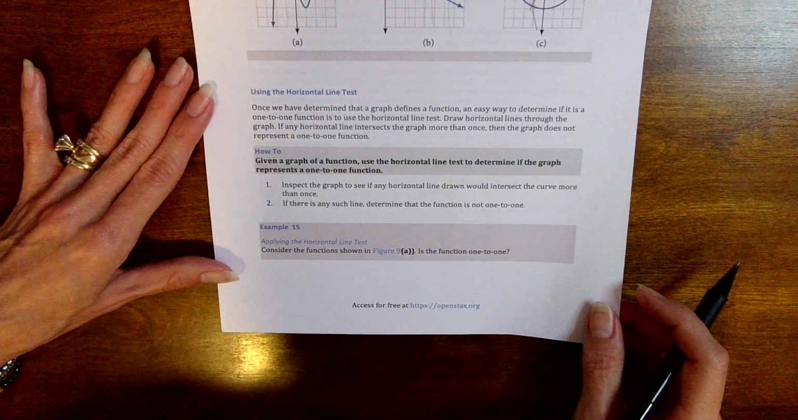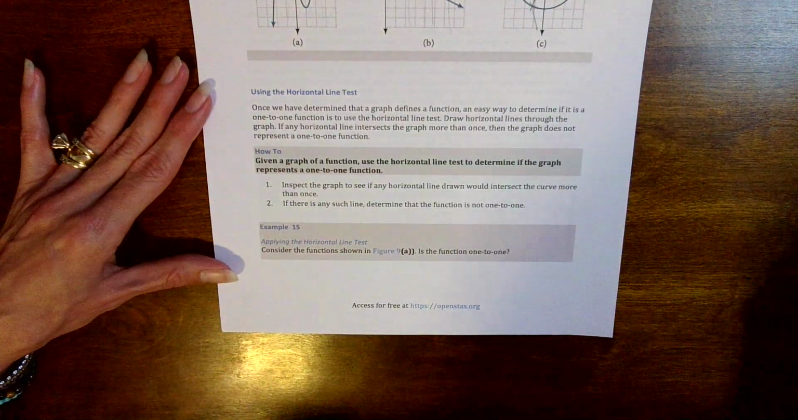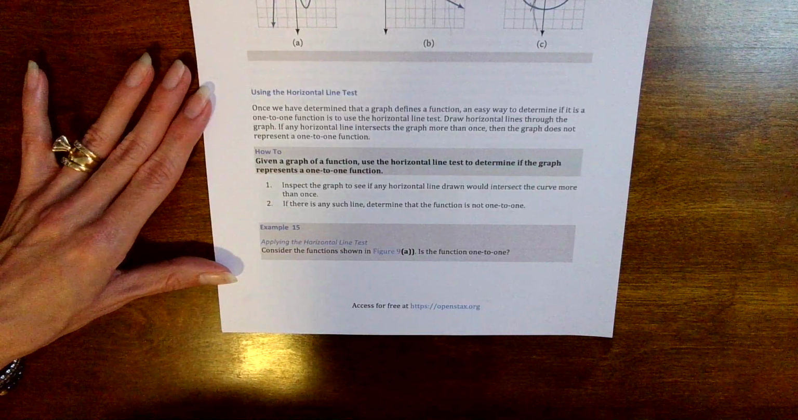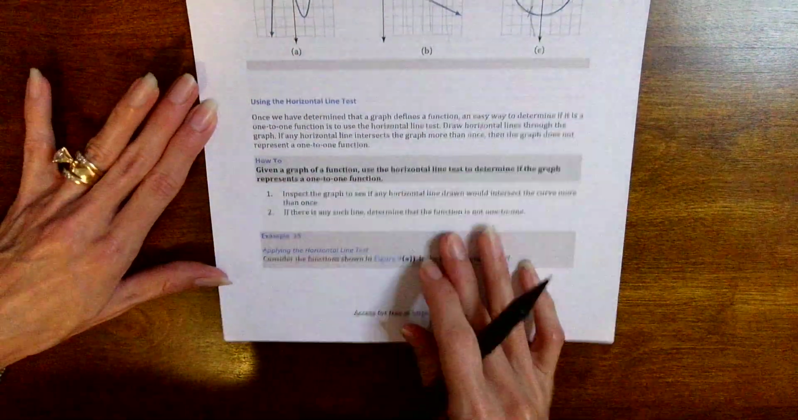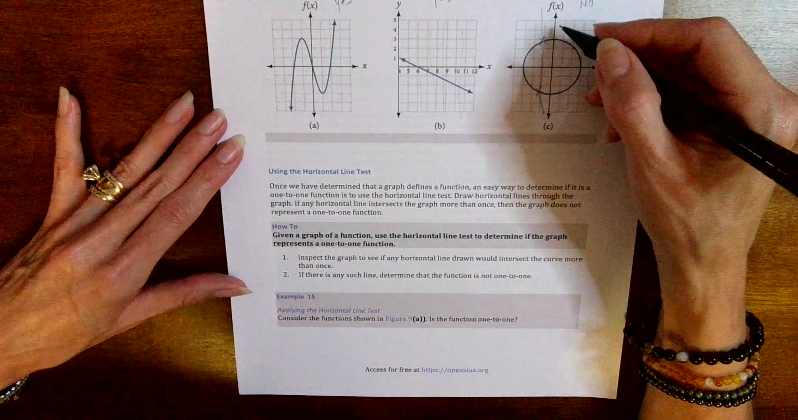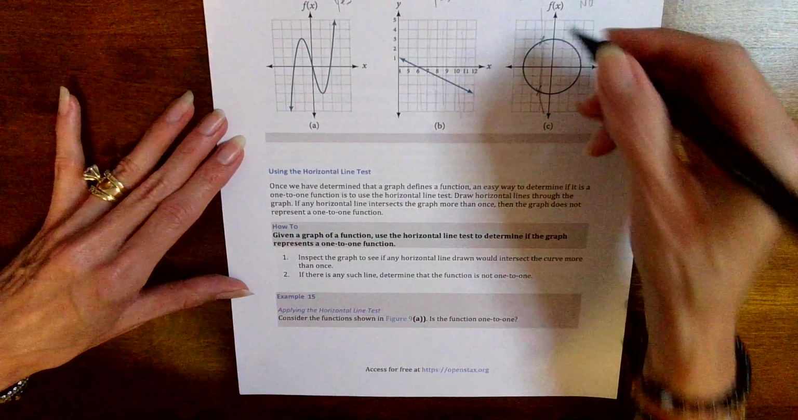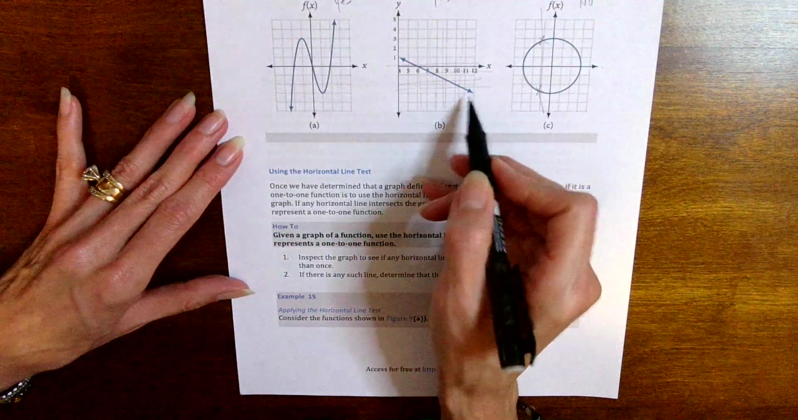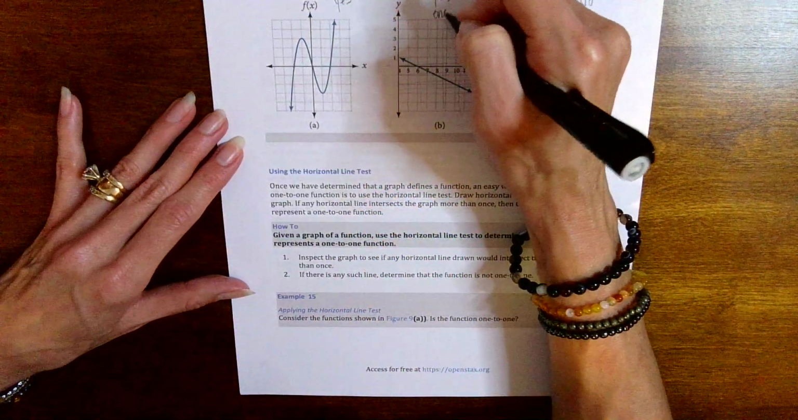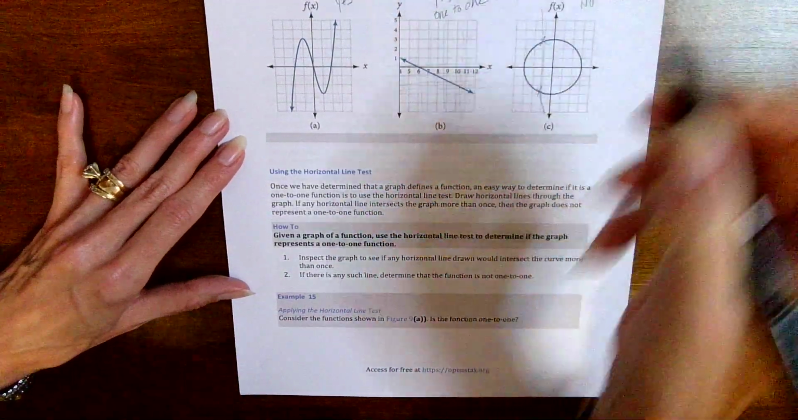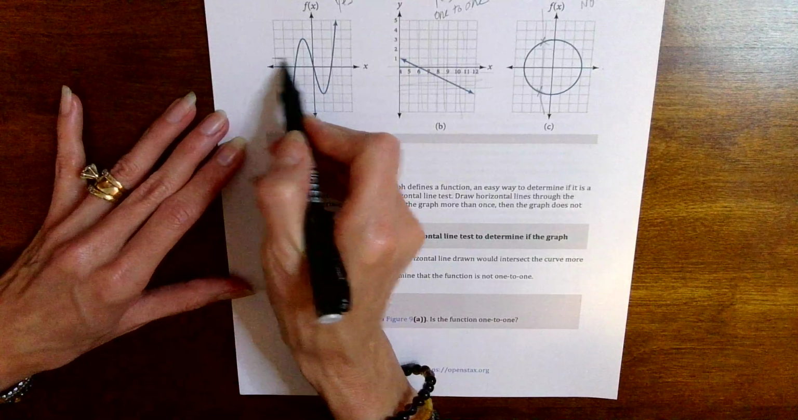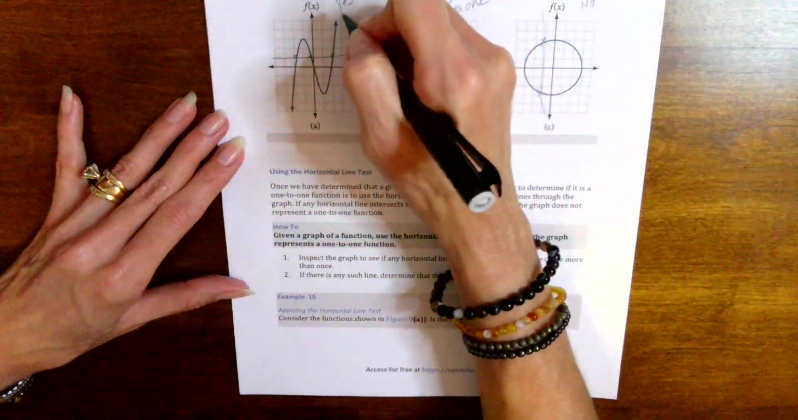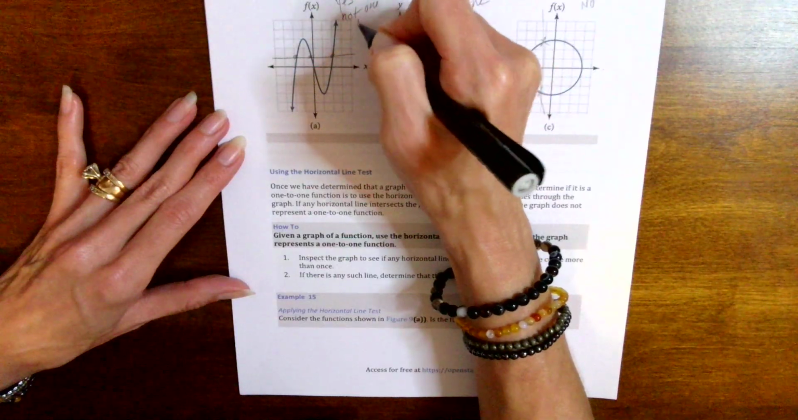So consider the function shown in figure 9. Is the function one-to-one? So we've looked here. We don't have to look at this. But this, if I draw a horizontal line through this guy, I'm only going to hit 1 point. So this is also one-to-one. This one, I draw it here, and I hit 3 places, so this is not one-to-one.